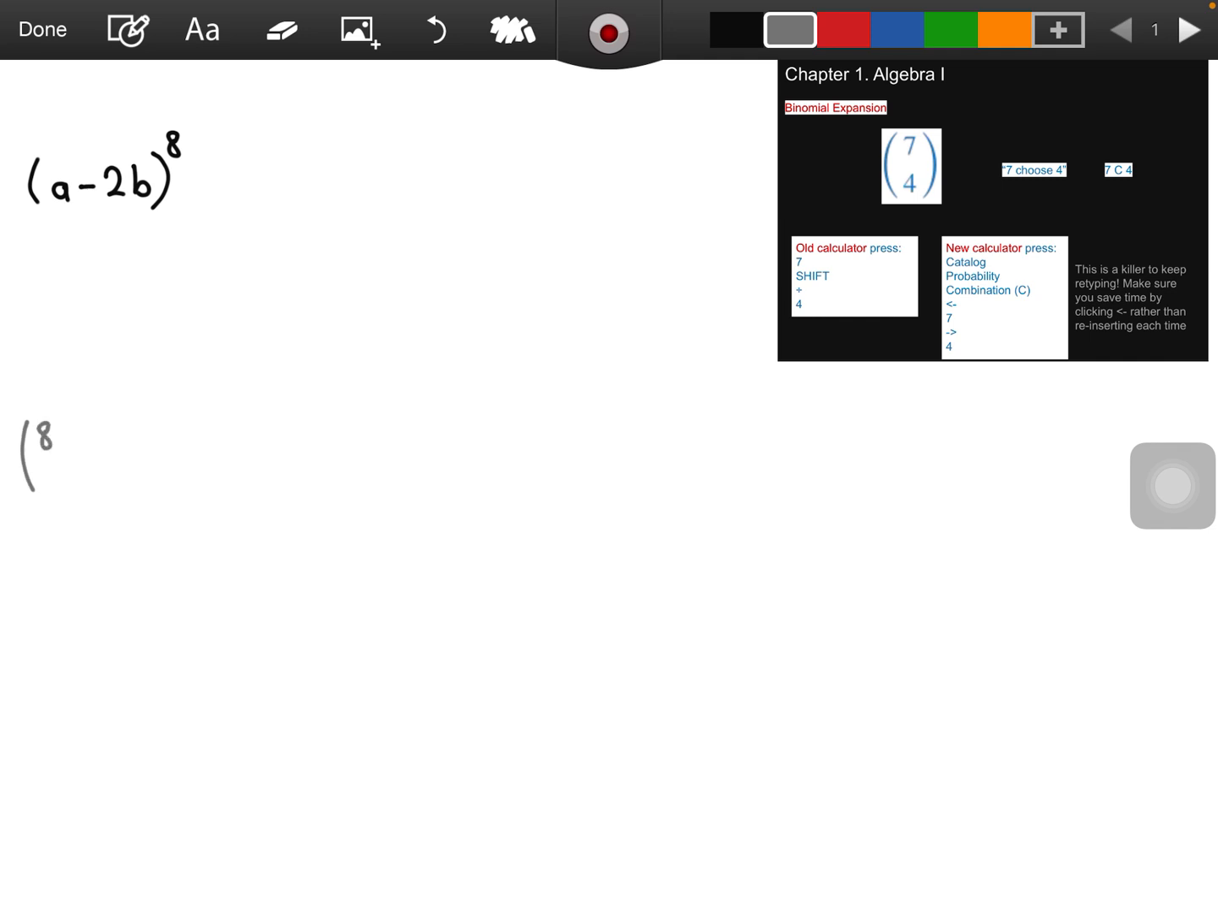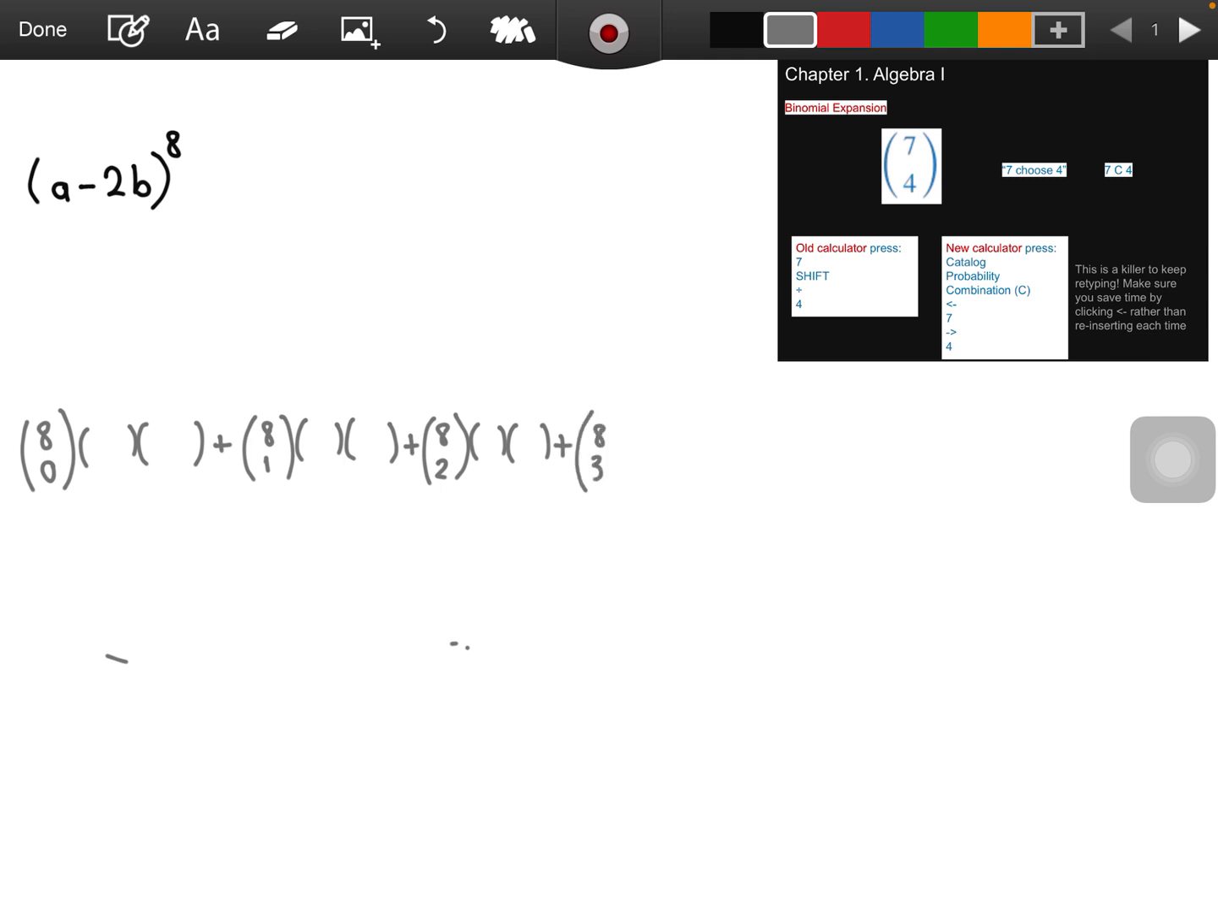Now I know it's going to start with the number 1, but I'm just going to show you: it's 8 choose 0. Then I open up my 2 brackets after that. Then plus 8 choose 1, 2 brackets after that. Plus 8 choose 2, 2 brackets after. 8 choose 3, 2 brackets after. 8 choose 4. Because it was a power of 8, I'm expecting there to be 9 terms.